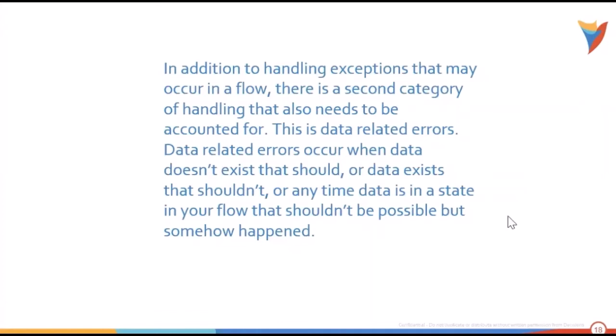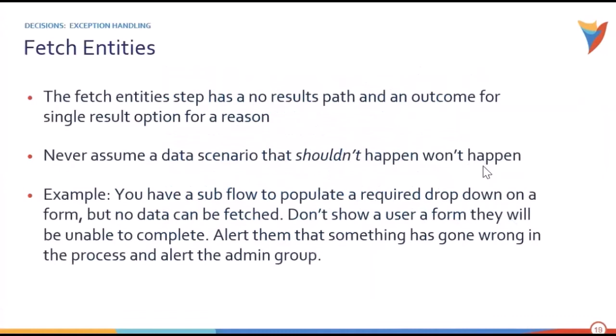The major reason for data related errors is using a fetch entity step. The fetch entity step has a no results path and an outcome for a single result path for a reason. If your fetch should always have results, make sure the no results path has error handling. Sometimes this will be as simple as a notification to a user that no data was found, and sometimes it will mean routing to the exception handling process and ending the flow.